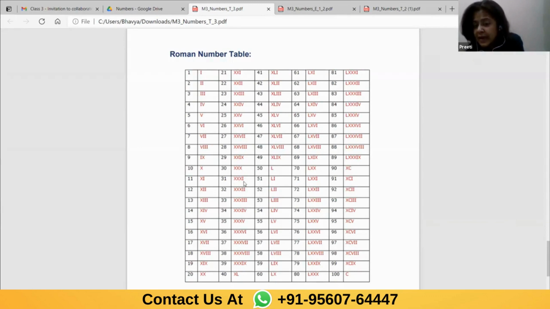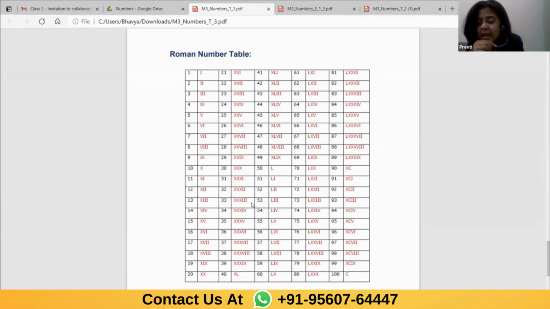Then XXXI, 31. XXXII, 32. XXXIII, 33. Look at 33. We are repeating X 3 times. We are repeating I 3 times. That's the maximum limit of repeating these symbols. We can't go beyond that. And for 34, we are doing XXXIV. With 35, it's XXXV, 30 plus 5, or 10 plus 10 plus 10 plus 5. One and the same thing.